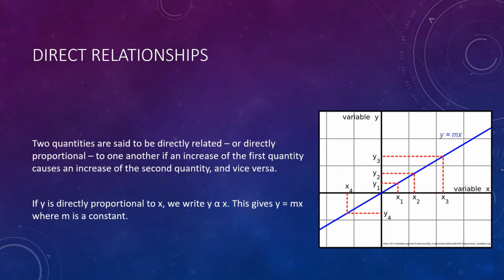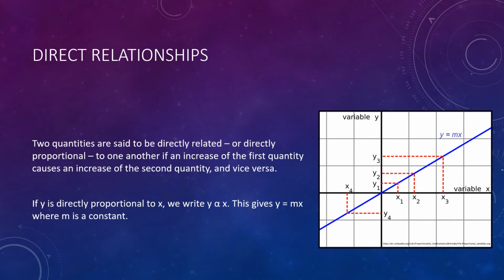So we'll start with our direct relationships. Anytime you have two different variables, say x and y, and they respond in the same way to one another, meaning if one value increases and as a result the other one increases, or if one decreases and the other decreases as a response, those are said to be in direct relationship, or more specifically, we say they are directly proportional to one another.